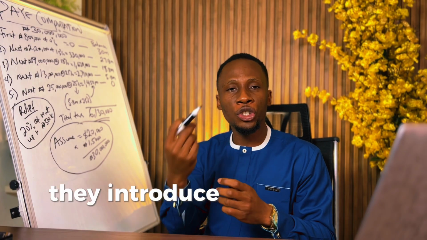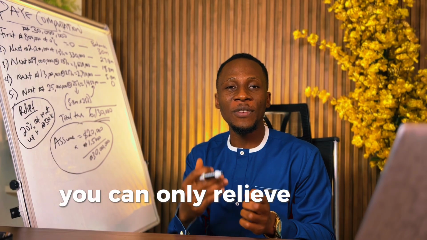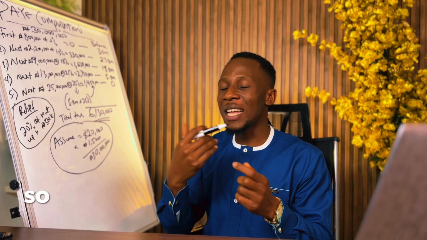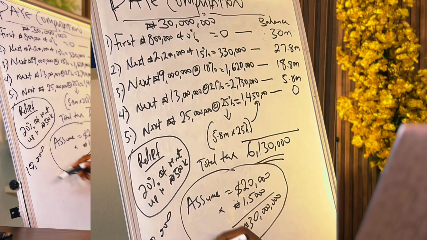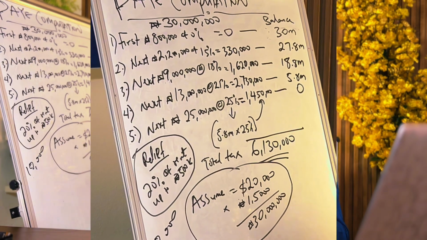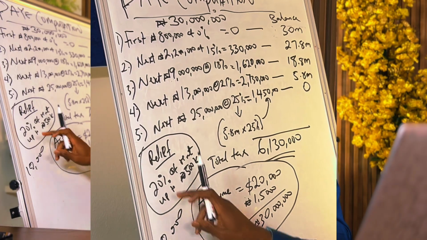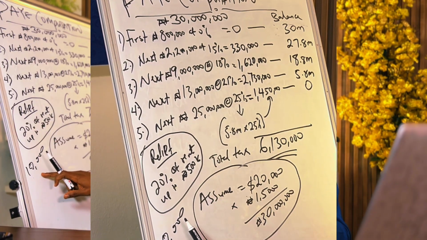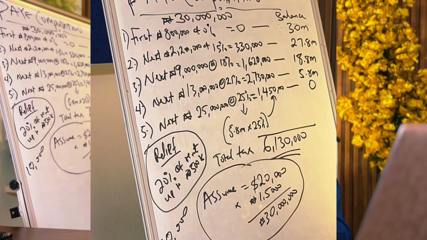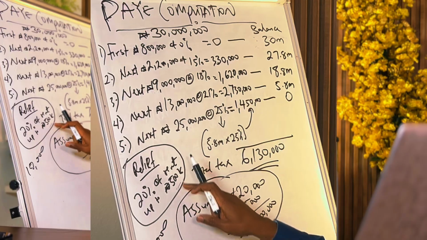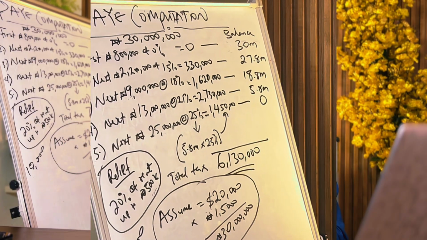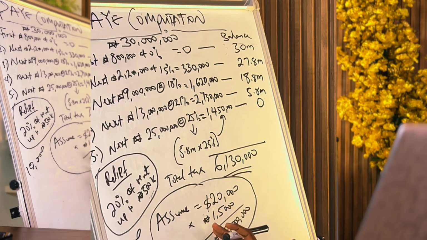But then they introduced another relief allowance called rent relief. With that rent relief, you can only relieve 20% of your rent up to 500,000 naira. So let's assume your rent for the year is 10 million naira. 20% of 10 million naira is 2 million, and that is already more than 500,000. So the only portion of the relief that will be allowed is 500,000. That is the only relief introduced in the new tax law.